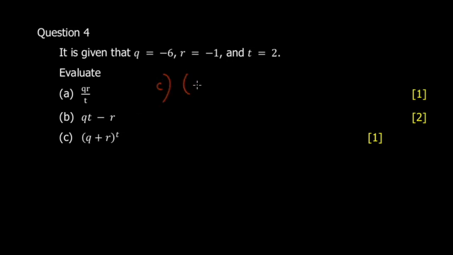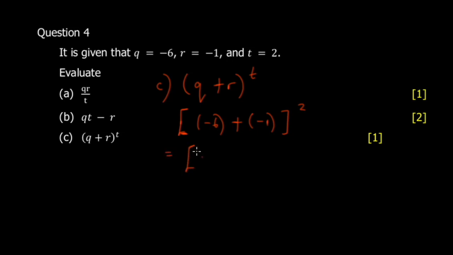Here we have q minus r to the power t. So here I'm actually going to use bigger brackets so that it's clear a little bit. So here you get -6 minus r is what? Okay, so this one is supposed to be plus. So q plus r to the power t. So -6 plus -1, like this, to the power t. T is equal to 2.